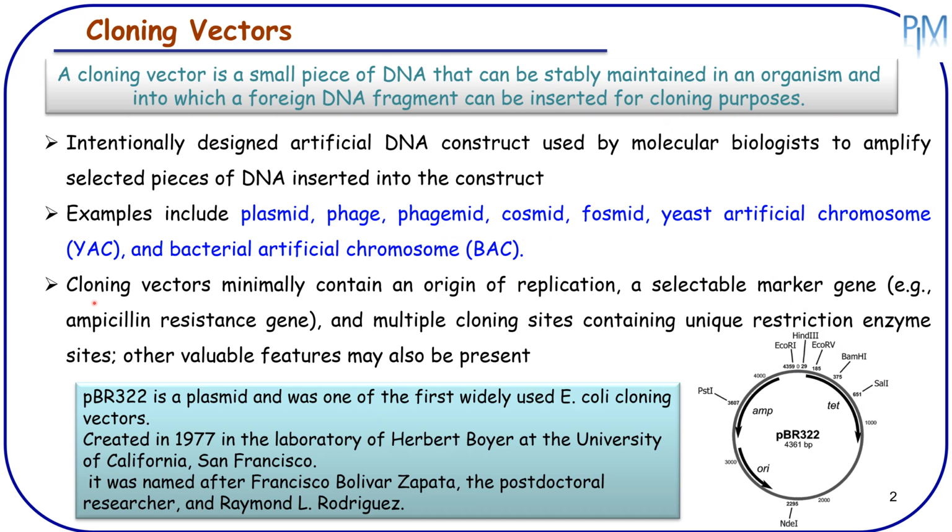They usually have a replication origin, a selectable marker gene like ampicillin or kanamycin resistance, and many cloning sites with different restriction enzyme sites. They are called MCS, multiple cloning sites. One of the most famous cloning vectors is pBR322, which Herbert Boyer made at the University of California, San Francisco back in 1977.